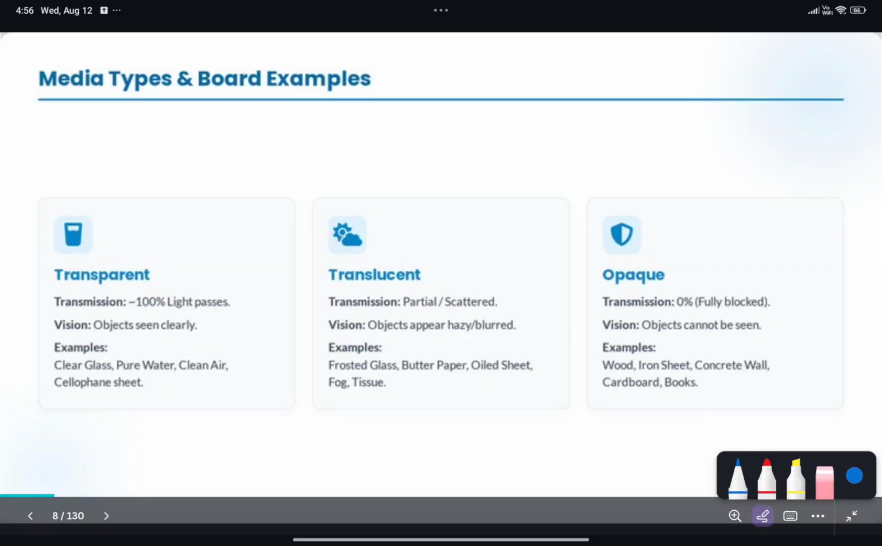In the case of smoke or dusty particles, we can't see any object behind the smoke, so we can't consider that transparent. And translucent. What are the examples for translucent? Frosted glass, butter paper, and oil sheet.